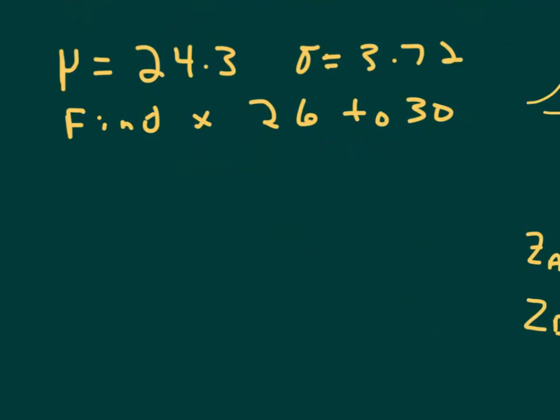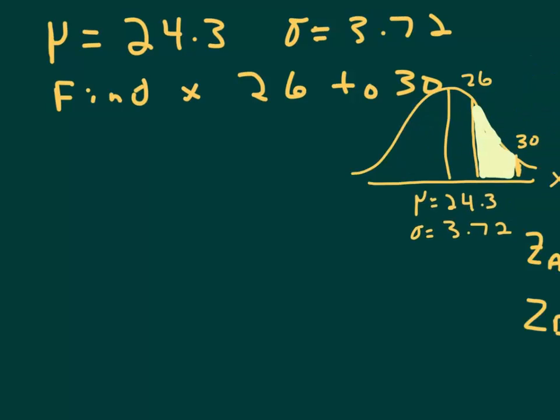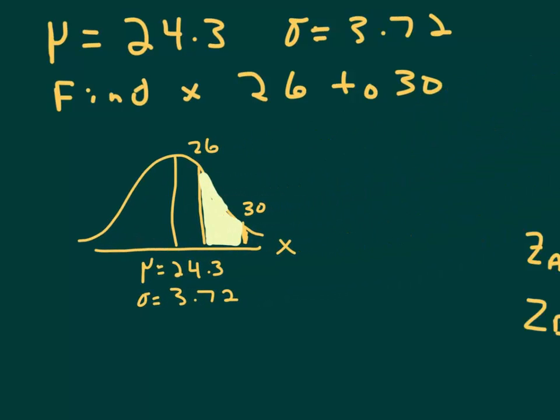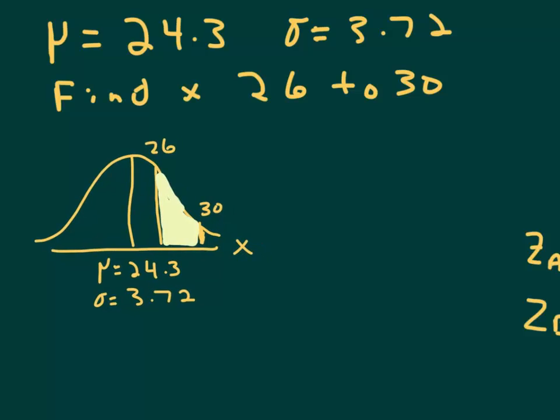Okay, so here is another example. This time it's find the probability from 26 to 30. And what we're going to find here is that we can't get that directly. What we're going to have to do is get the area all the way from 24.3 to 30. And then we can get the area just out to 26. And our answer will be the difference between those two areas.